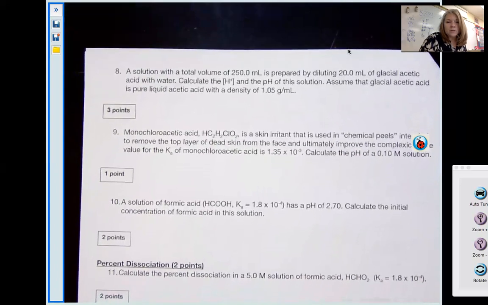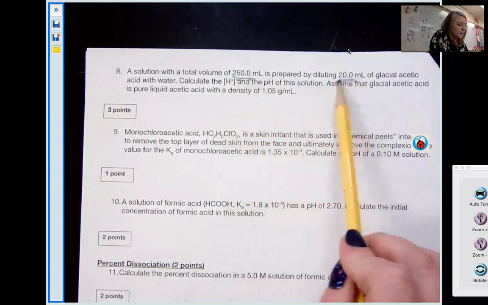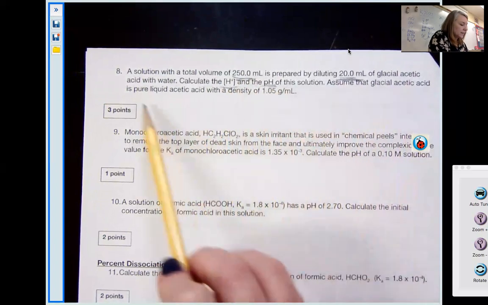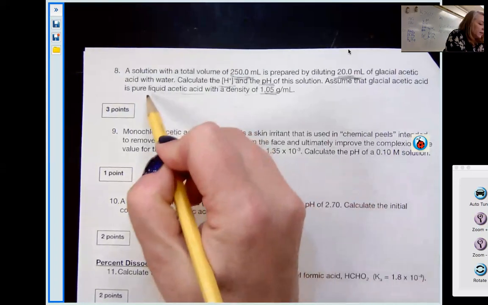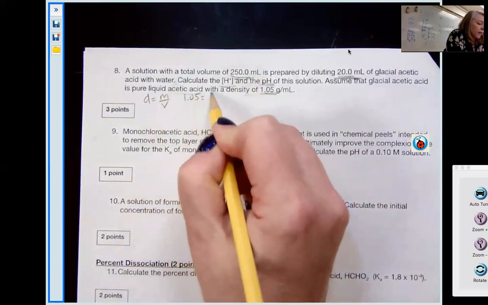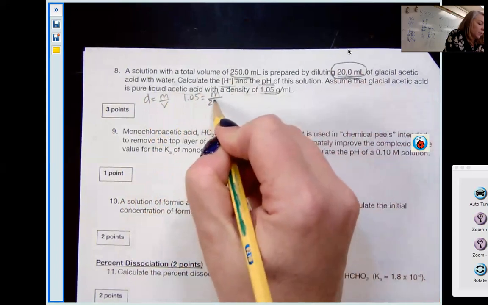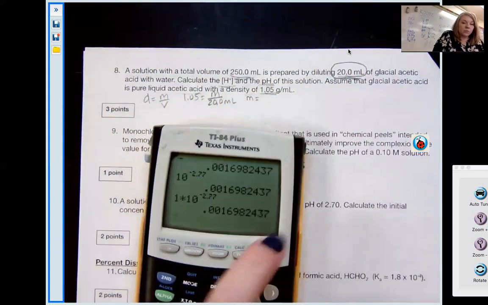Okay, on the next one, this is number 8, it says a solution with a total volume of 250 milliliters is prepared by diluting 20 milliliters of glacial acetic acid with water. Calculate the H plus and the pH. Assume that glacial acetic acid is pure liquid acetic acid with a density of 1.05 grams per mL. So it looks like you need to do some conversions. If you know density is mass divided by volume, then you can take 1.05 equals your mass, and your original volume of glacial acetic acid is 20 mL. And so your mass would be equal to 20 times 1.05.